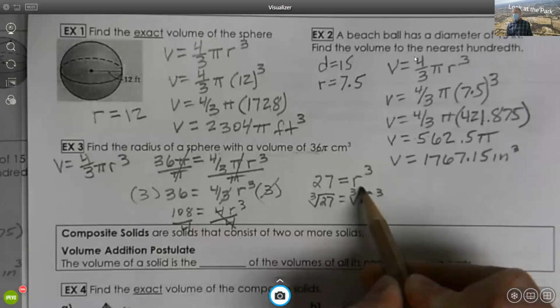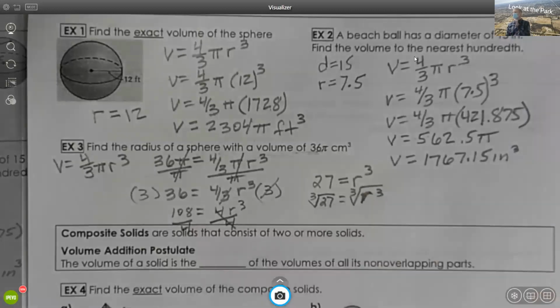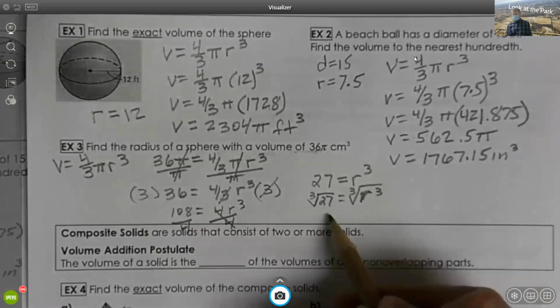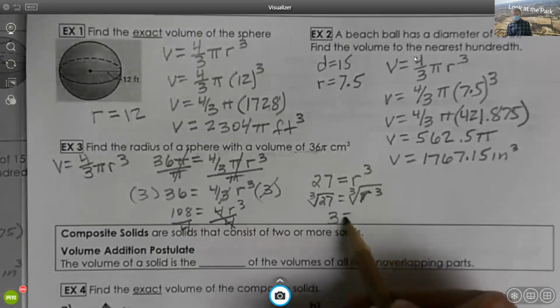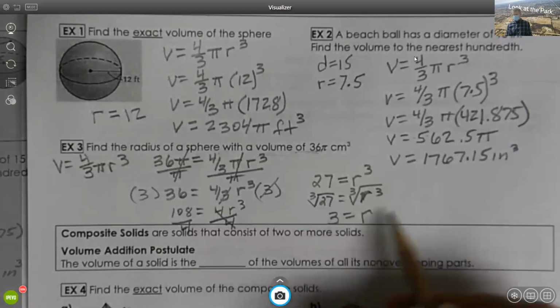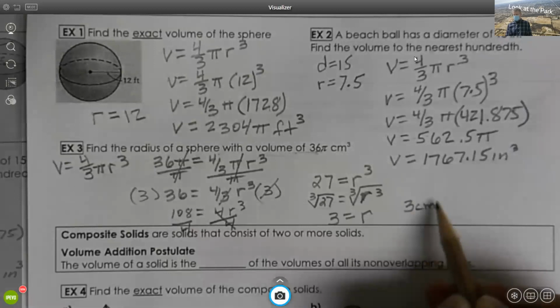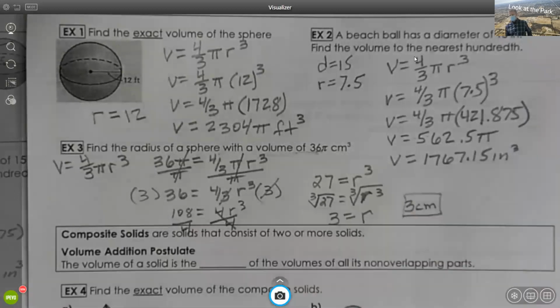So that we can get r all by itself. When you take the cubed root of something cubed, you get that value inside. So 3 is going to equal the r value. These are 3 centimeters.